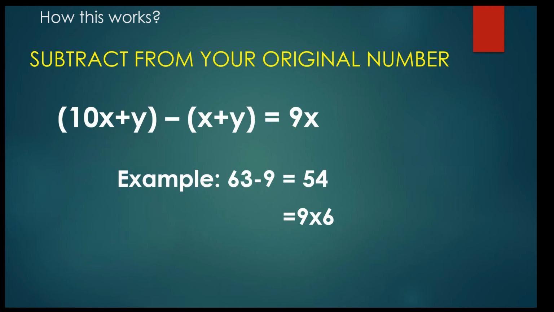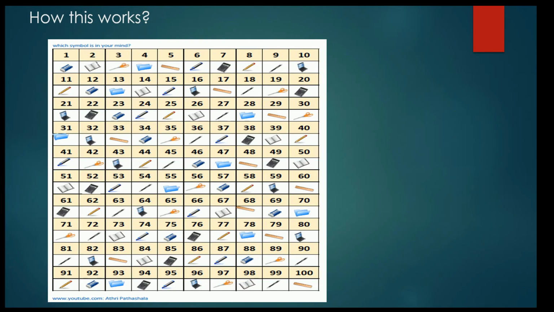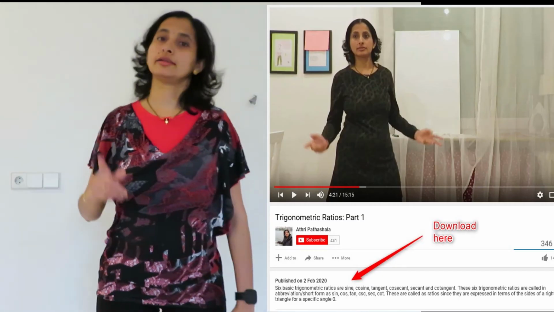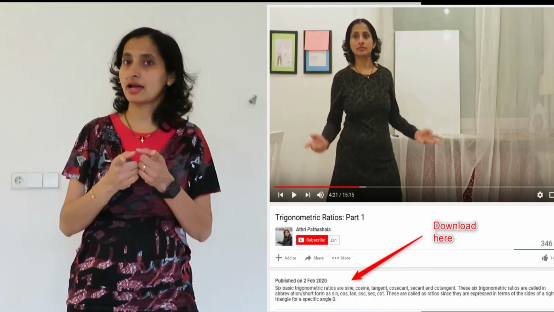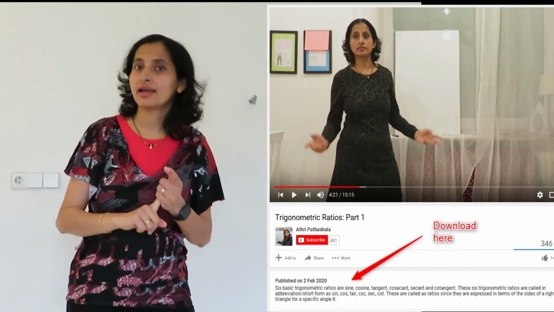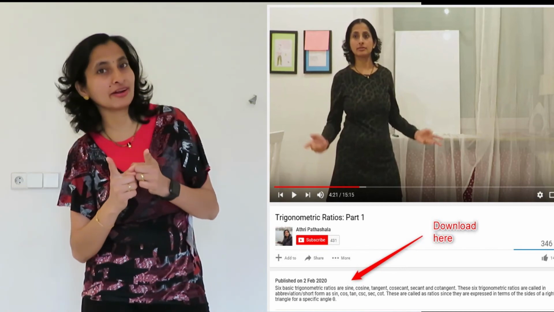If you take any number and follow the above instructions, then you will get a multiple of 9. Here, if you cross-check the symbol chart, all the multiples of 9 have the same symbol. In the description below, you can download the symbol chart and print it and play with your friends.